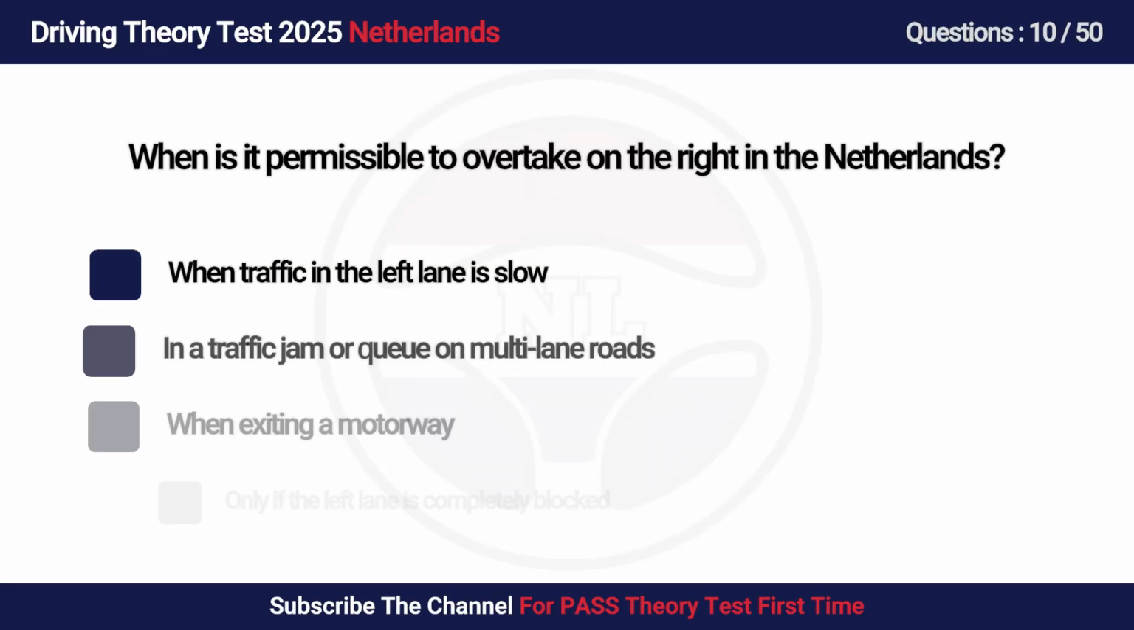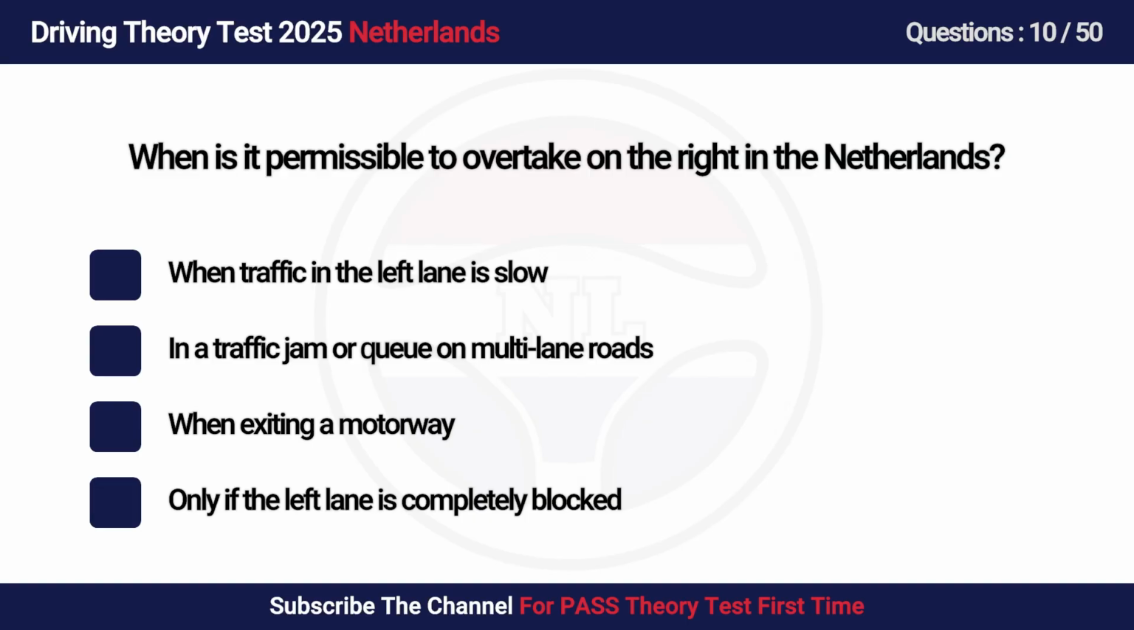Question 10. When is it permissible to overtake on the right in the Netherlands? A. When traffic in the left lane is slow. B. In a traffic jam or queue on multi-lane roads. C. When exiting a motorway. D. Only if the left lane is completely blocked.